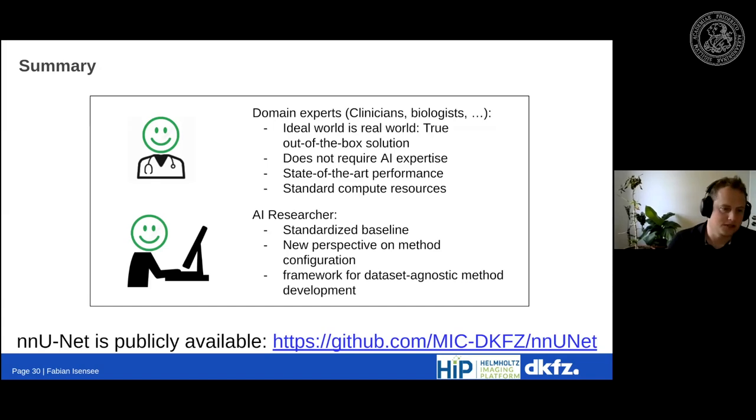Of course, nnU-Net is publicly available, so head over to our GitHub repository and try it out. And if you have any questions or problems, please just open an issue. I'm always there to help.